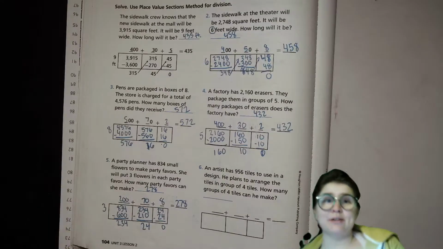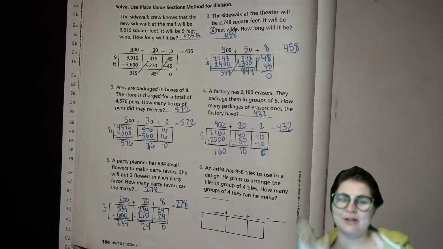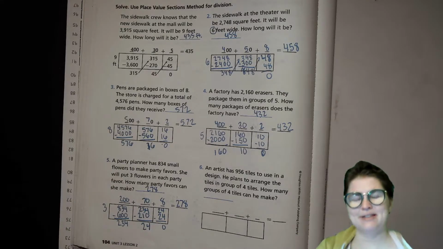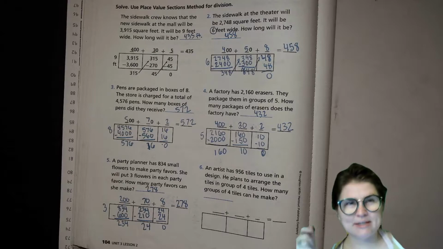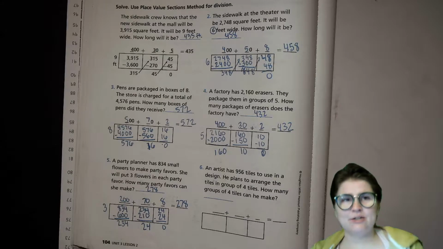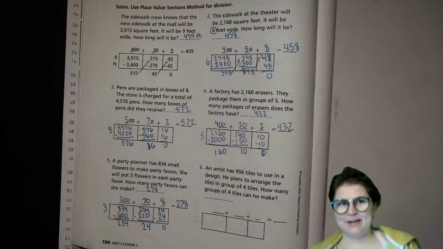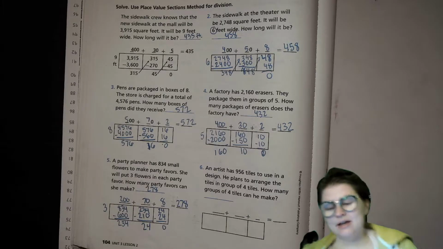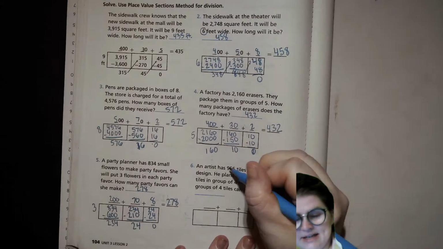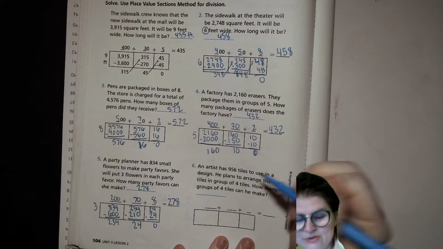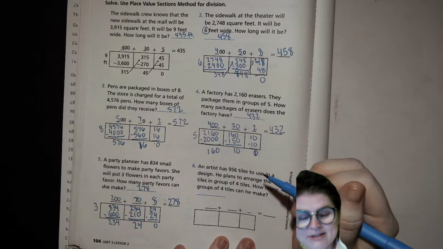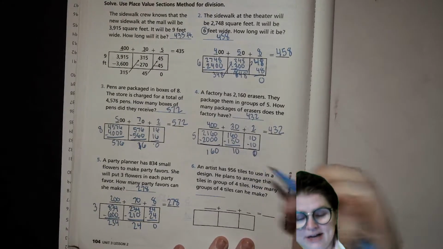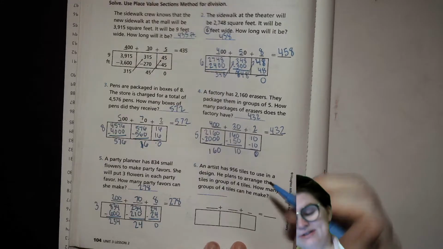All right, last one. If you're feeling good, even if you're not feeling good, give it a shot. See what happens. You might realize what areas you're missing in your understanding. Go ahead, try it, and then when you're ready, hit play. Okay, an artist has 956 tiles to use in a design. He plans to arrange the tiles in groups of 4 tiles. How many groups of 4 tiles can he make?